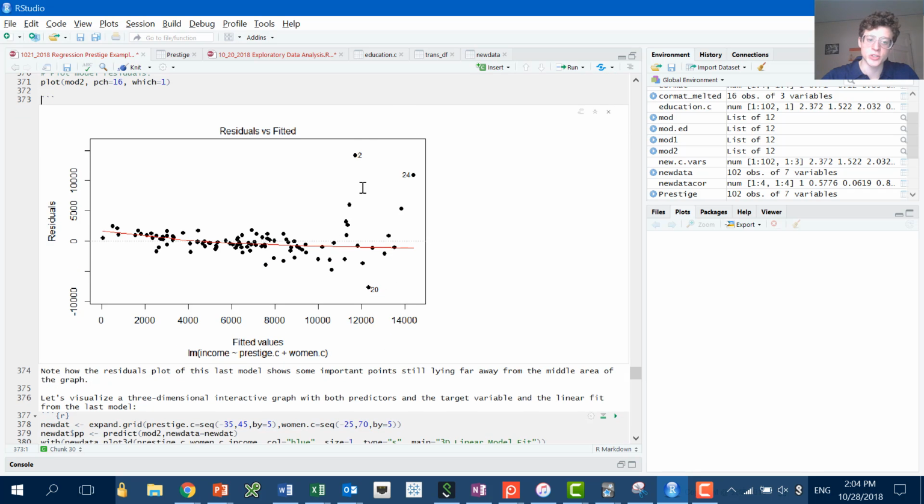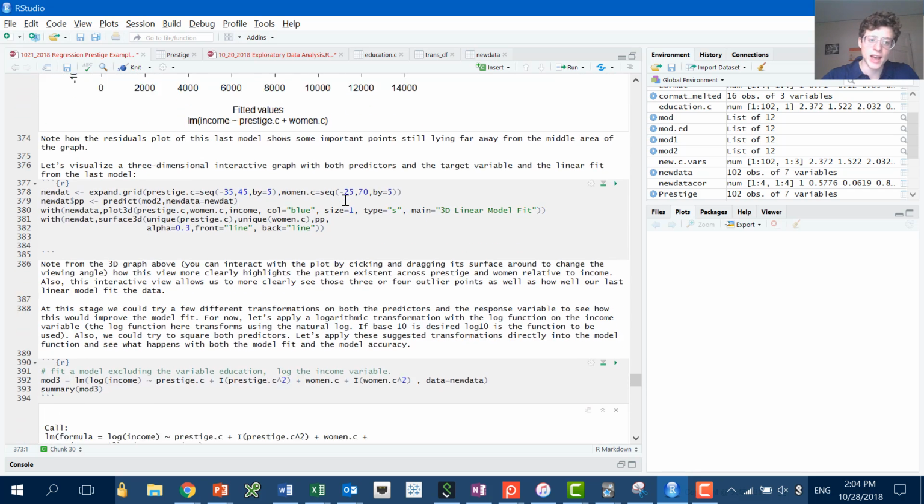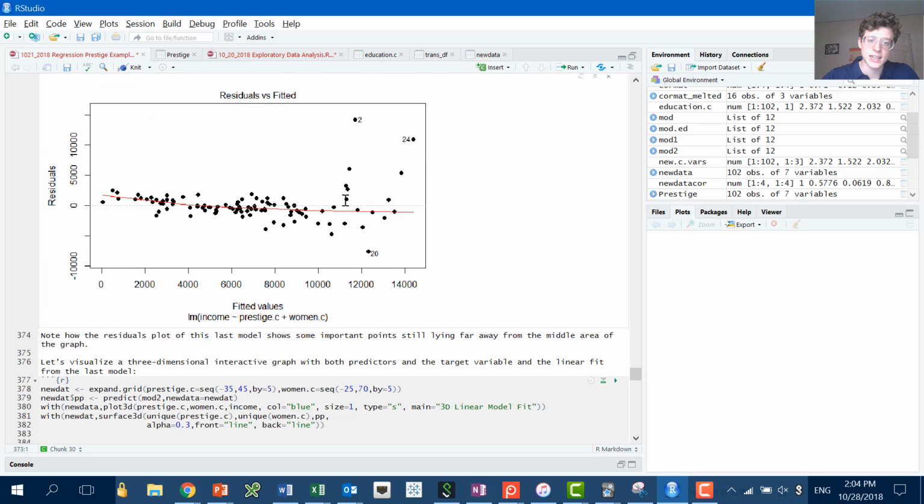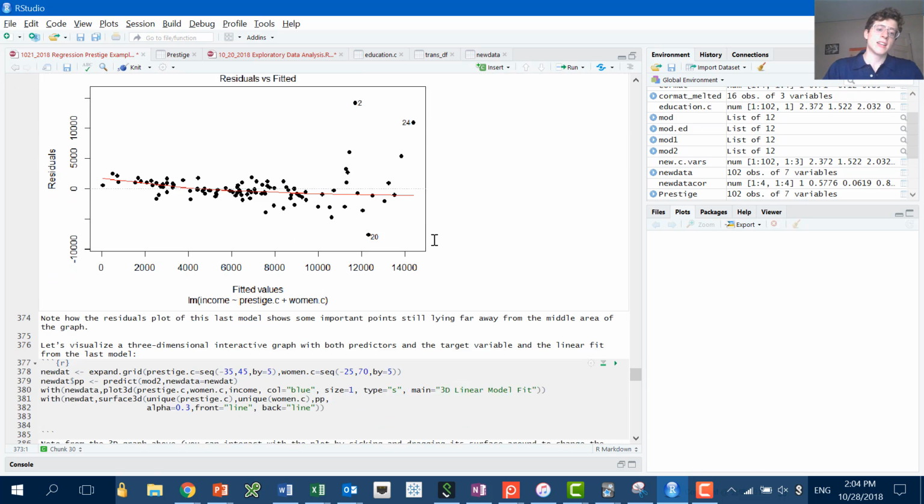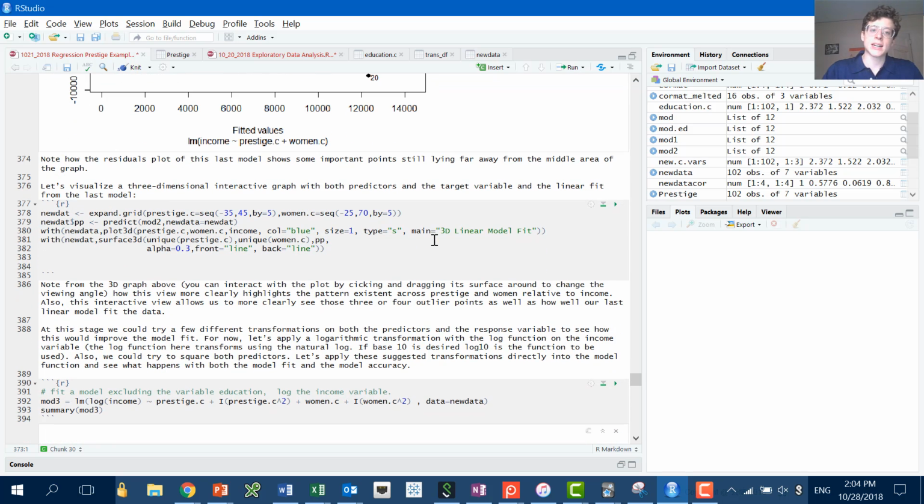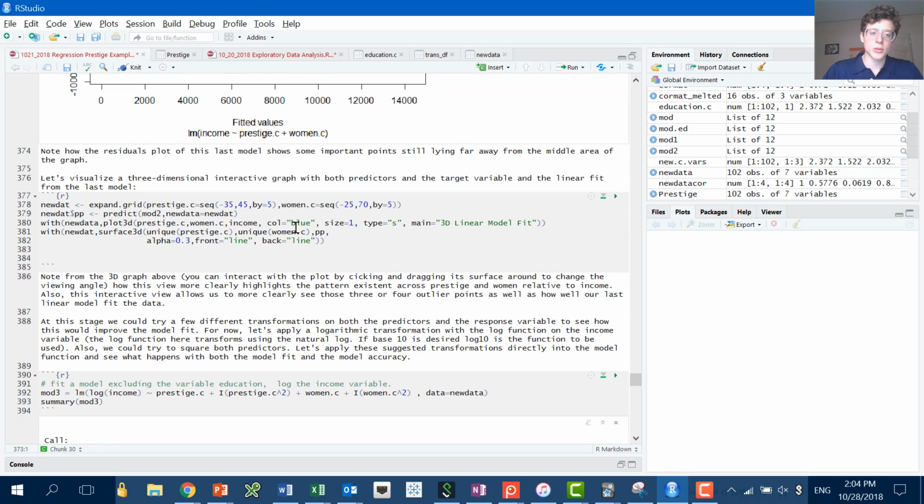Here we go. We're seeing the residuals and fitted. And again, we have some outliers here. So we're not quite predicting. We're under predicting here. We're over predicting here. This indicates we might want to transform our variables. And that means that we might want to make them.